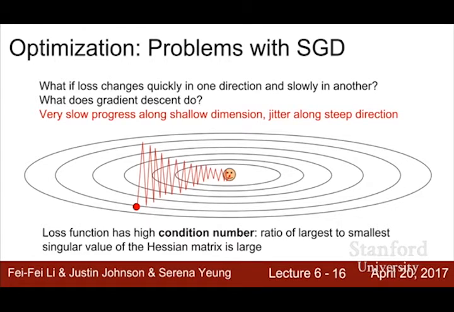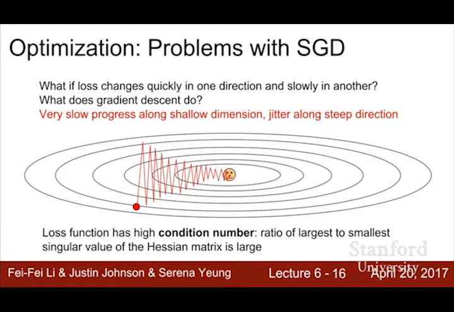So in effect, you get very slow progress along the horizontal dimension, which is the less sensitive dimension, and you get this nasty zigzagging behavior across the fast-changing dimension. And this is undesirable behavior.